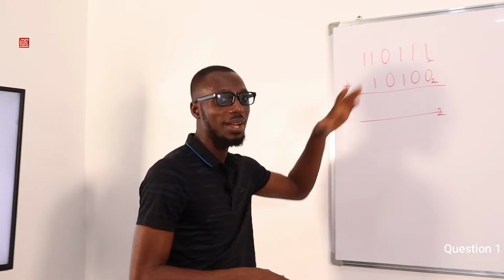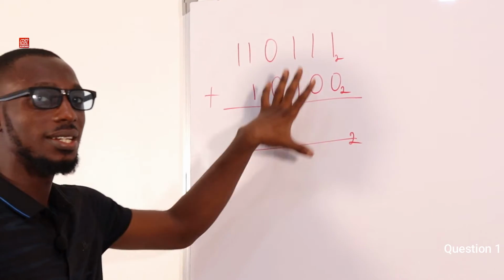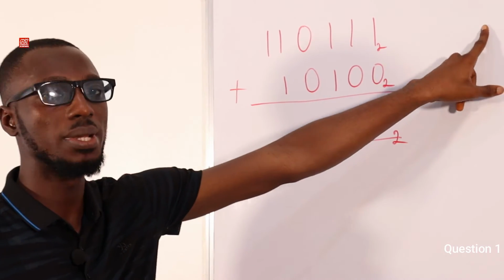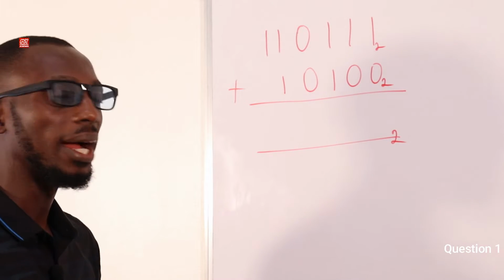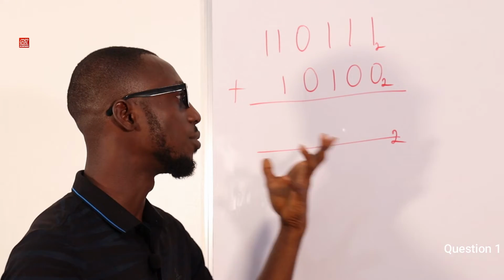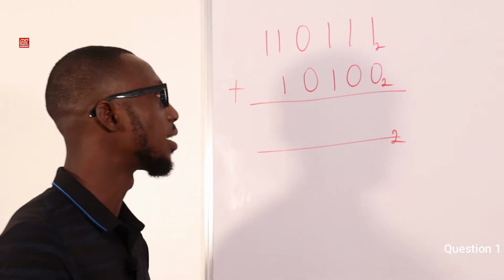The first method I'm going to employ in this video clip is the direct addition, or we can do this by first converting this to base 10, converting this to base 10, adding up in base 10, then bringing it back. So let's just do this. I recommend this because it is faster, but you need to be careful about the steps you are going to take. It's very easy.